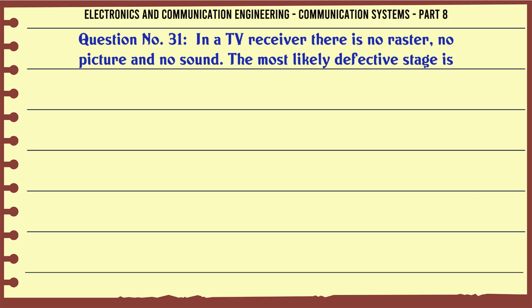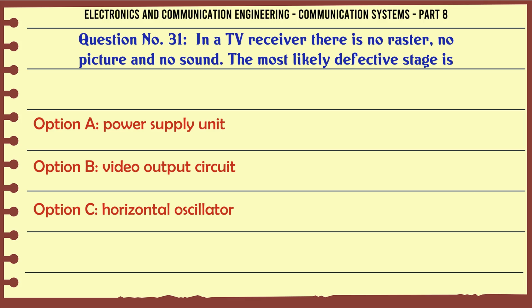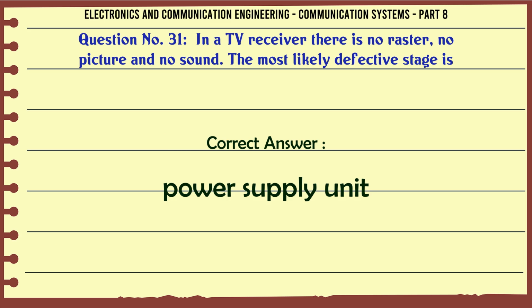In a TV receiver there is no raster, no picture, and no sound. The most likely defective stage is A. power supply unit, B. video output circuit, C. horizontal oscillator, D. balun. The correct answer is power supply unit.